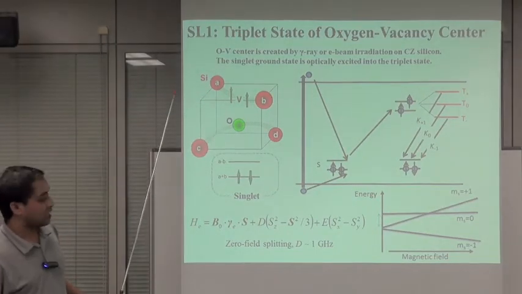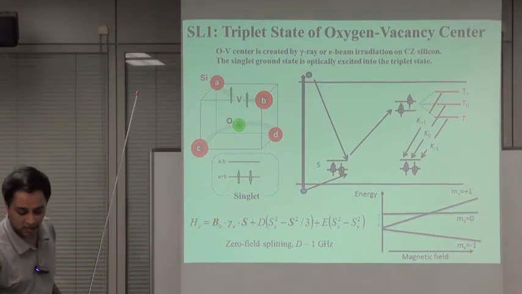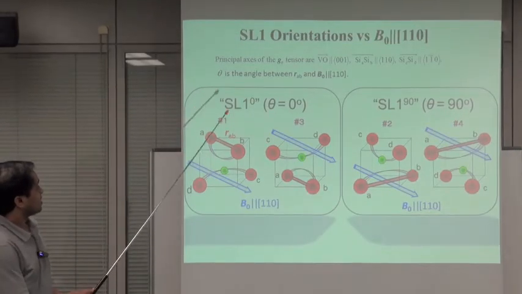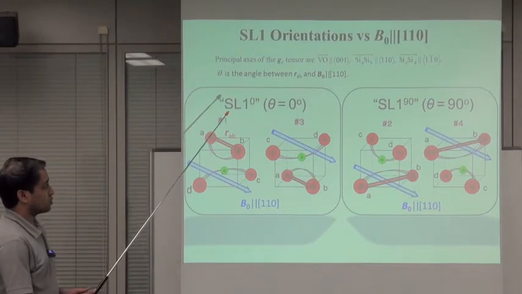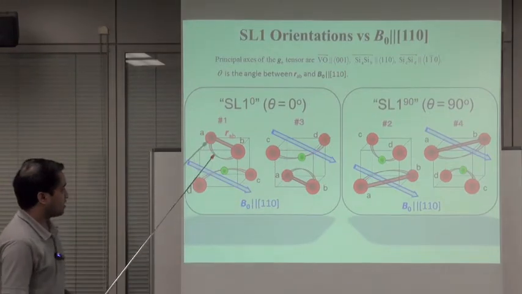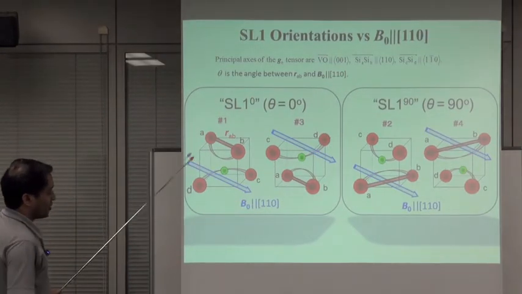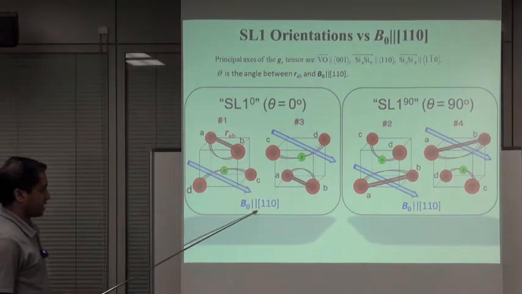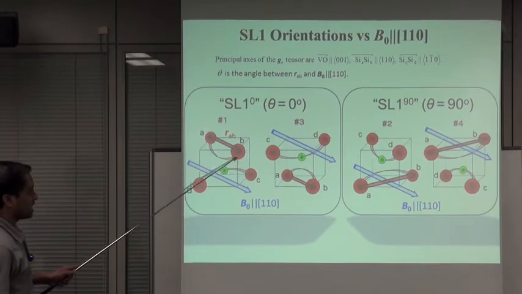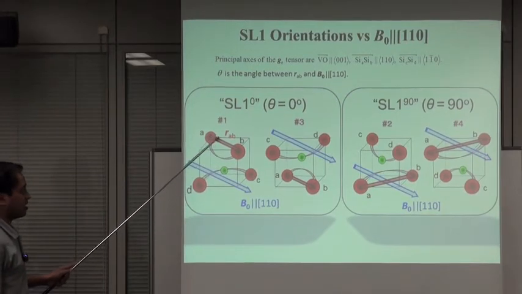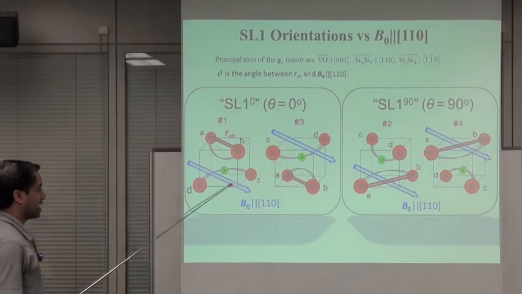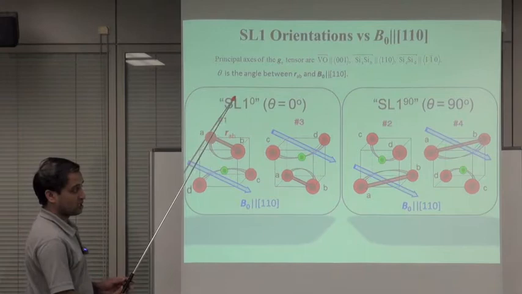Now these centers are basically anisotropic centers, and they have different orientations in the silicon crystal. But in this work I'm just going to talk about two of the main orientations, which I call SL10 and SL1-90. The SL10 is one in which the applied magnetic field is parallel to 110, and the vector r joining the two silicon atoms connected by a vacancy is parallel to it. When the magnetic field is along the 110 direction, we say the center is an SL10 center.